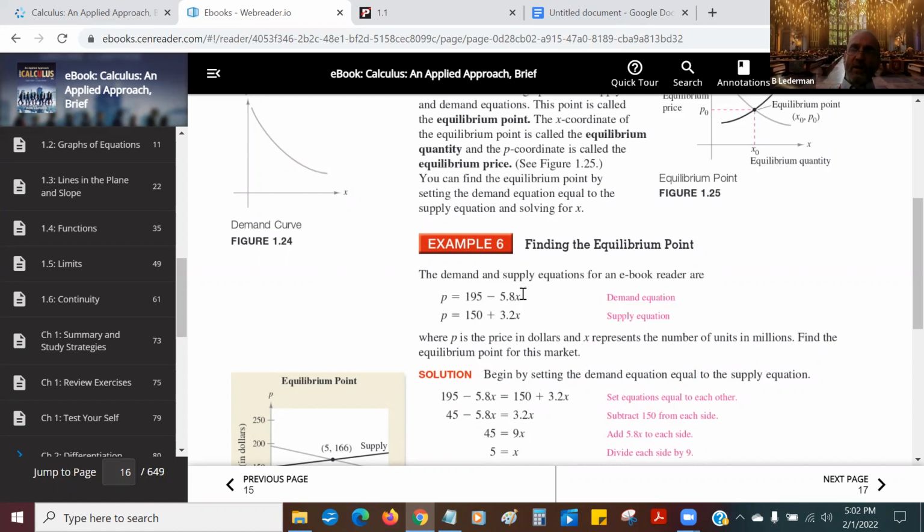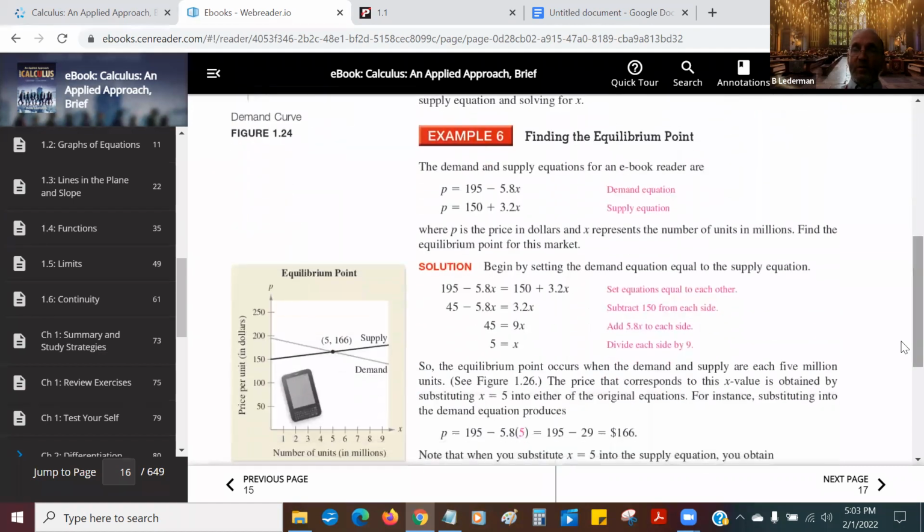Notice when the price increases, the demand decreases, but when the price increases, the supply increases. So it's kind of interesting. X represents the number of units sold in millions. So find the equilibrium point for this market. Basically, you have to set the demand and the supply equal to each other: 195 minus 5.8x equals 150 plus 3.2x.